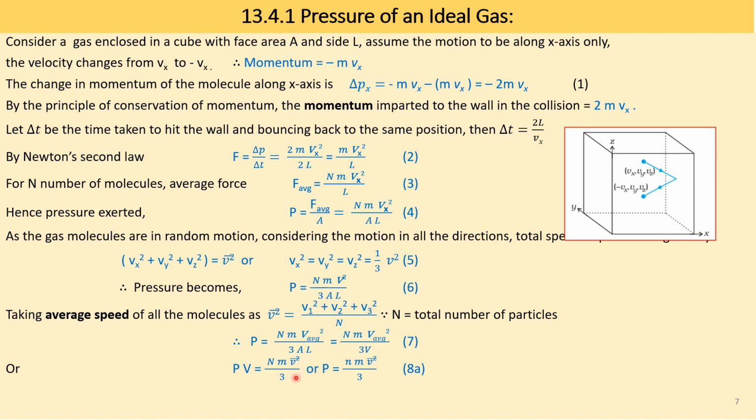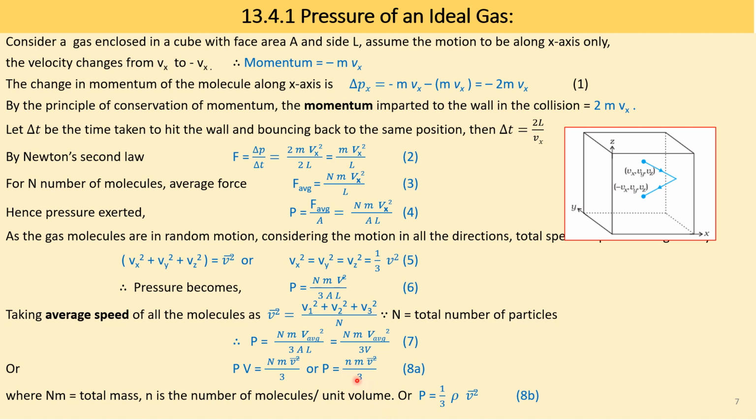Or we can write P simply and substitute capital N by small n, where n is the total number of molecules per unit volume. When unit volume means V is equal to 1. Therefore, P is equal to small n into small m V square by 3. Let it be equation 8a. Here, in this equation 8a, capital N into m is the total mass and small n is the number of molecules per unit volume.